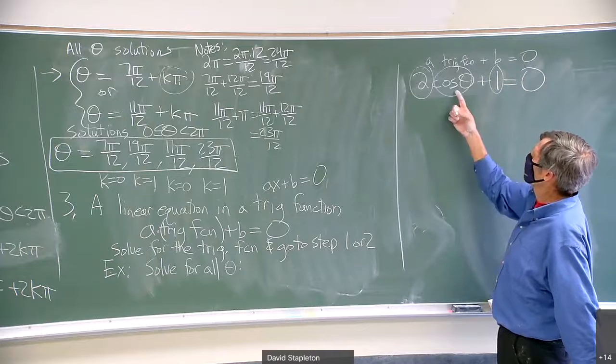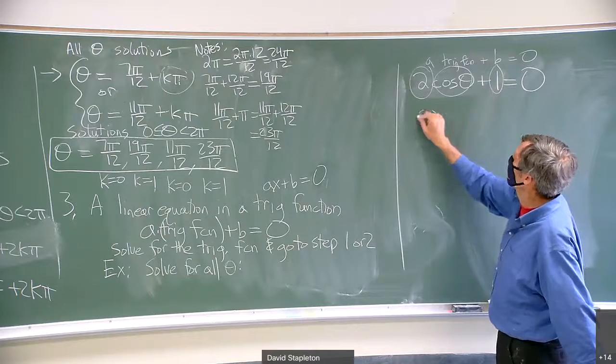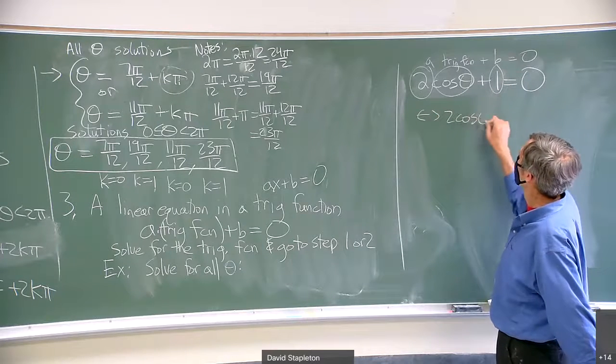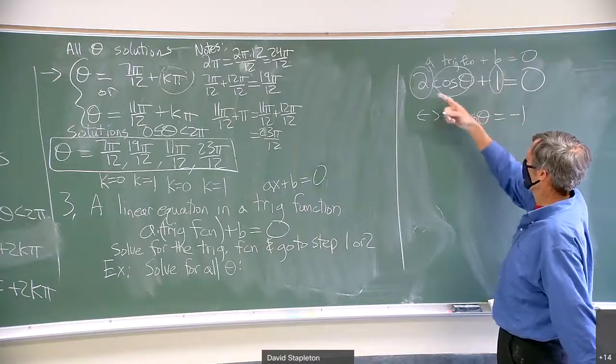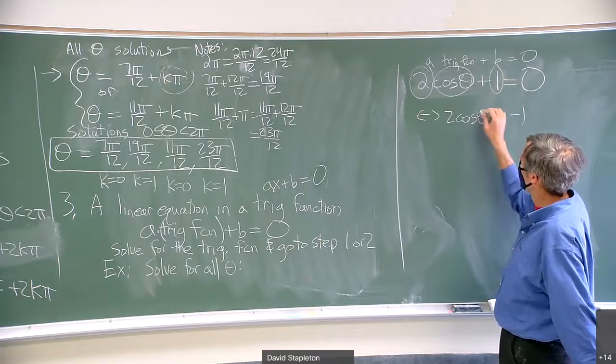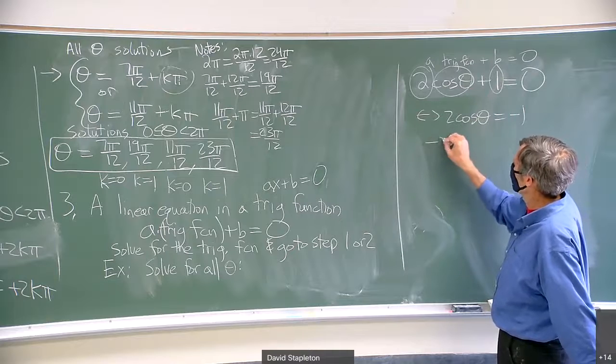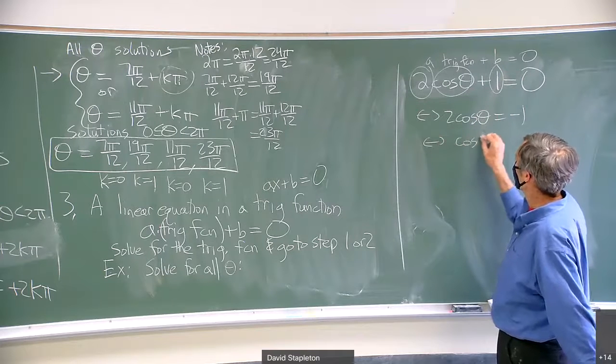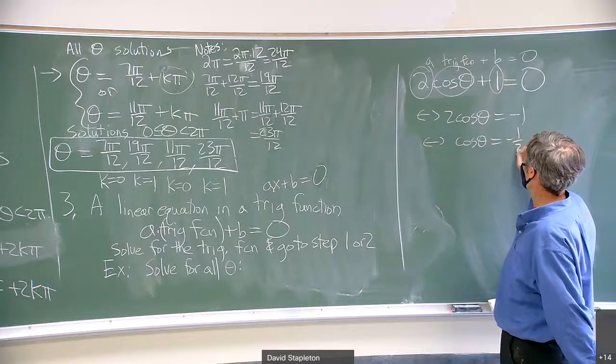What you do is simply solve for the trig function by subtracting 1. This is an easy problem in algebra. It's ax plus b equals 0. You subtract 1 and divide by 2, and you have x, right? So I subtract 1 and divide by 2, and I have cosine theta. Cosine theta equals minus 1/2.